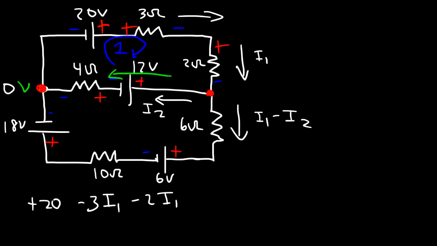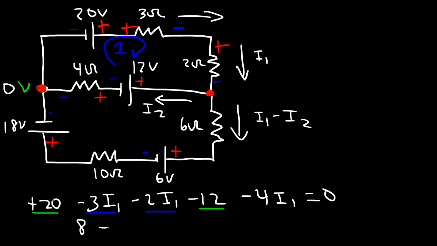And then we're going in this direction through the 12-volt battery, but towards the negative terminal. So we're going from positive to negative, so that's going to be a voltage drop of 12. And then we're going to travel through the 4 ohm resistor from positive to negative. And so the current in that branch is I2 as opposed to I1. And that's a voltage drop, so that's going to be minus 4 I1. And so we've covered all the elements in loop 1. So now let's combine like terms. So we have 20 minus 12, which is 8. And then we have negative 3I1 minus 2I1, and that's negative 5I1.